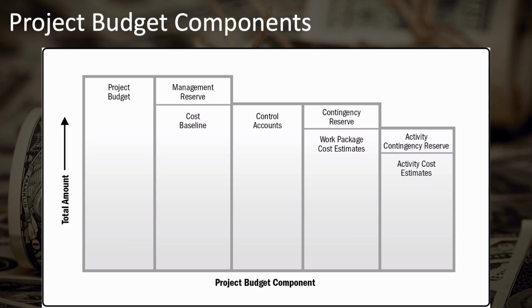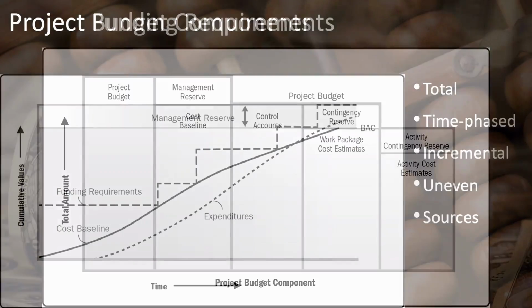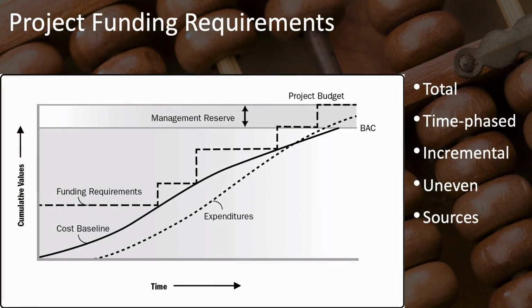This is the part that is baselined and cannot be changed without going through your formal change control process. However, notice that your management reserve is not included in your cost baseline, but it is added to your cost baseline to form the full project budget. Here you have a time-phased project budget.